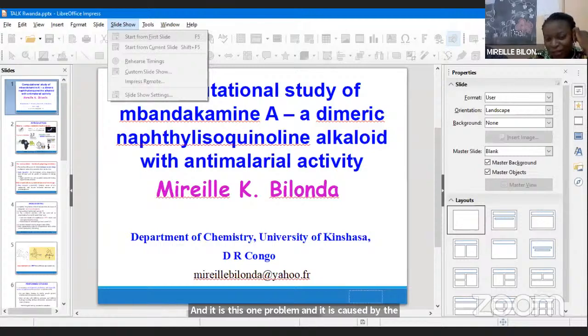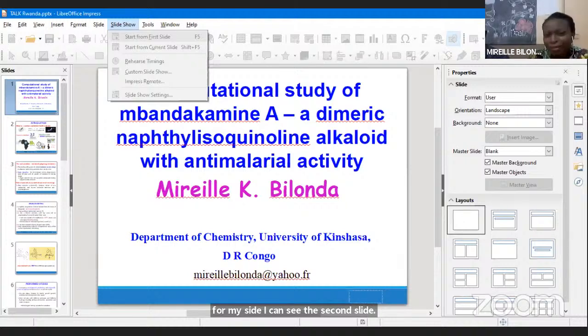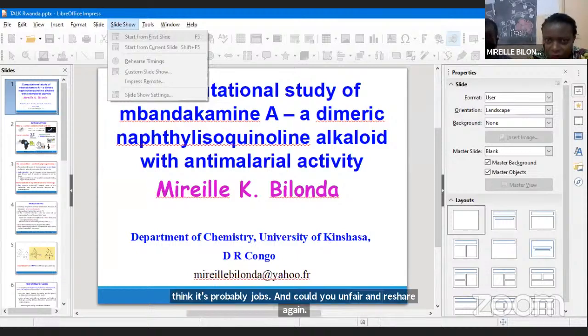No, you need to click on the left because we still see the first slide. Click on the left where you have the slides listed. From my side, I can see the second slide. Can everybody see the second slide? I can only see the first. I think it's probably jammed. Could you unshare and reshare again? Okay. Yeah, click stop sharing and then share again.